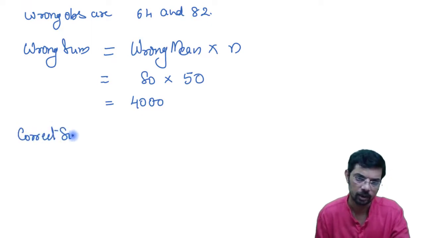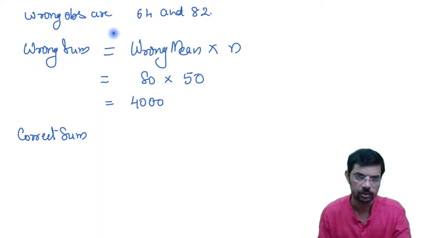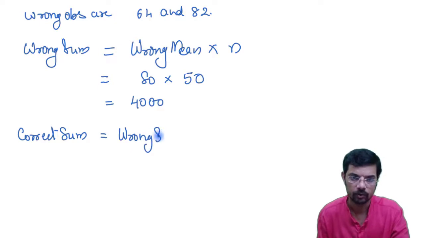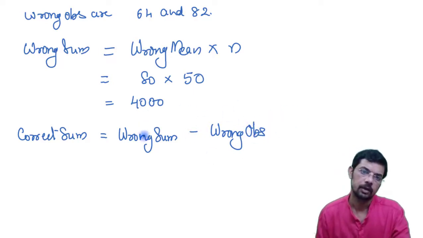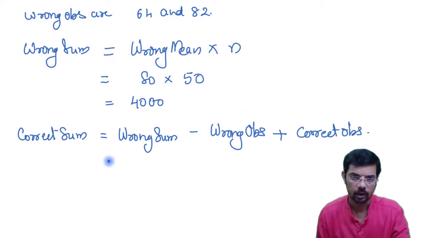Correct sum. We will remove the wrong observations and add in the correct observations. So that will be equal to the wrong sum minus wrong observations, plus the correct observations. The wrong sum is 4000 minus wrong observations.